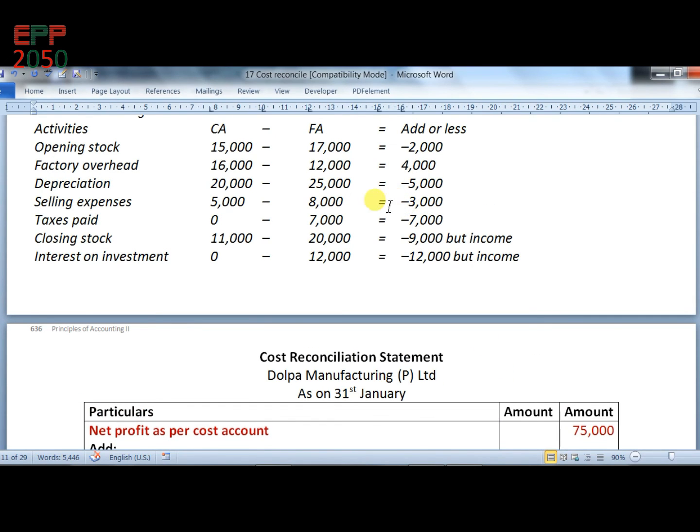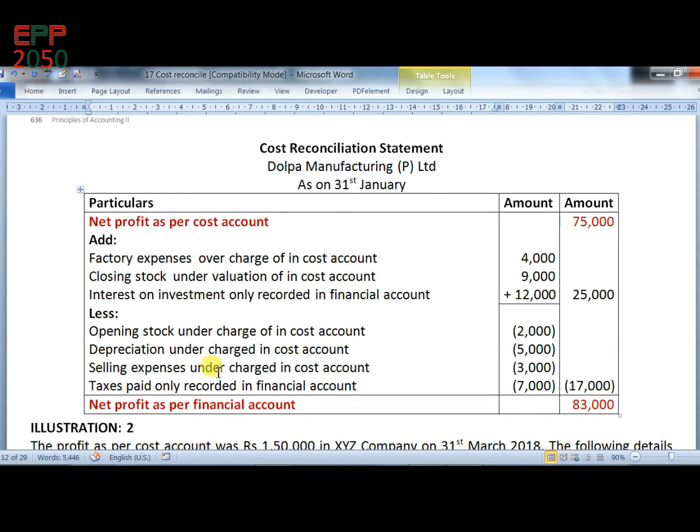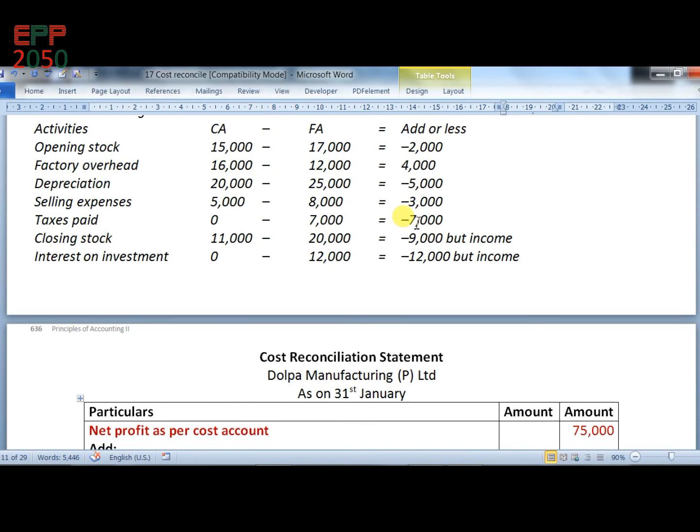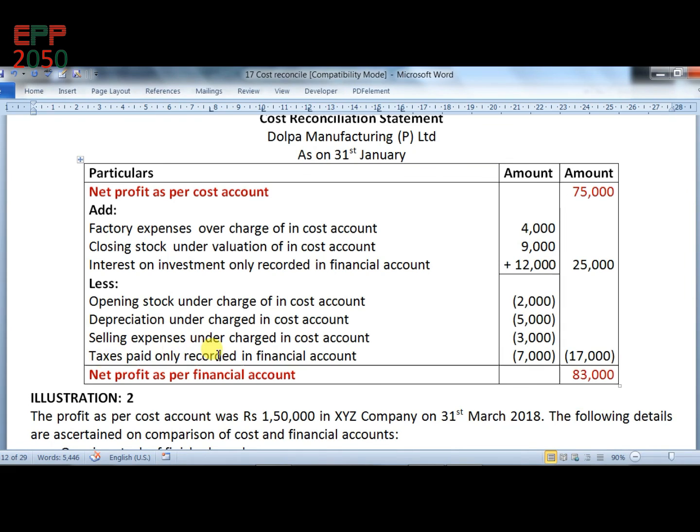Next is the 3,000 related to selling expenses. Selling expenses undercharge in cost accounting 3,000. Now next is the 7,000 related to tax paid. Tax paid only recorded in financial account 7,000. After calculating these four transactions, our balance is 17,000. 75,000 is in plus, 25,000 is in plus, and the 17,000 is in minus.